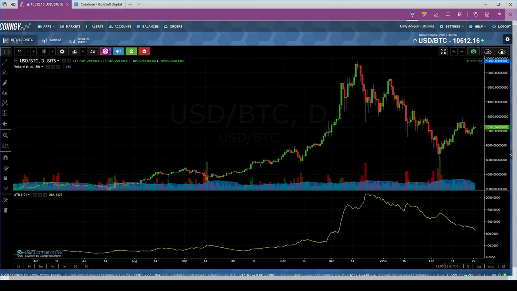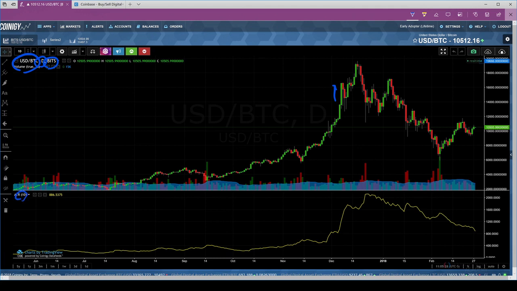Now I want to show you how to set up a stop in Coinigy using average true ranges. And right now we're looking at a chart of Bitcoin versus the US dollar. This is on the Bitstamp exchange, and this is the daily chart. So each one of these candles, remember, represents 1 day in trading. Below this chart is the average true range, and this is a 10-day average true range.